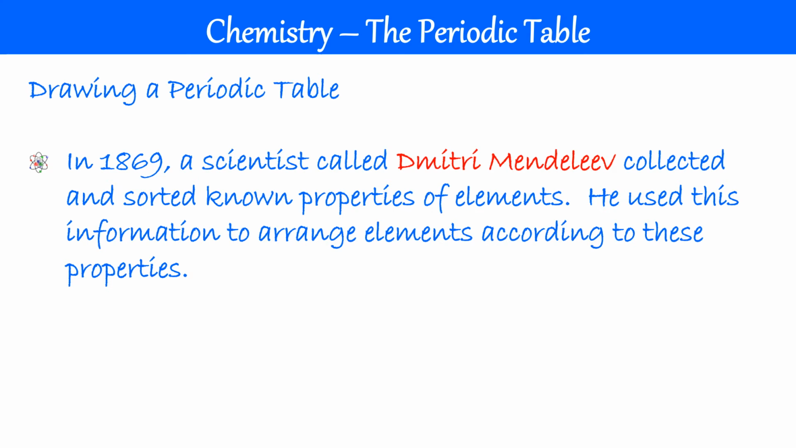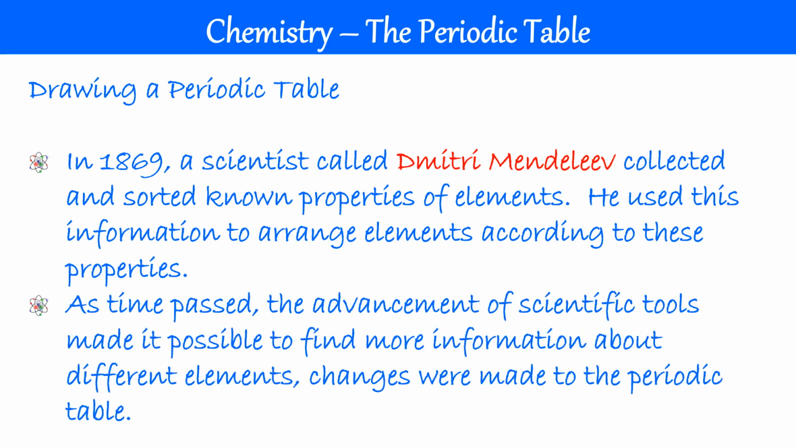In 1869, a scientist called Dmitri Mendeleev collected and sorted known properties of elements. He used this information to arrange elements according to these properties. He chose to do this in a table, and as time passed, the advancement of scientific tools made it possible to find more information about different elements, and so changes were made to the periodic table.